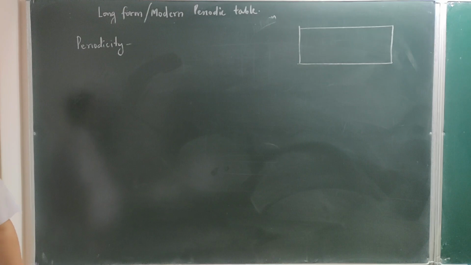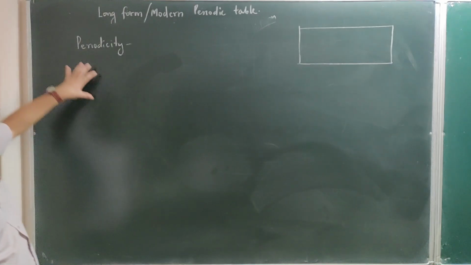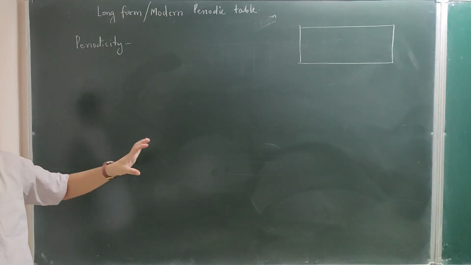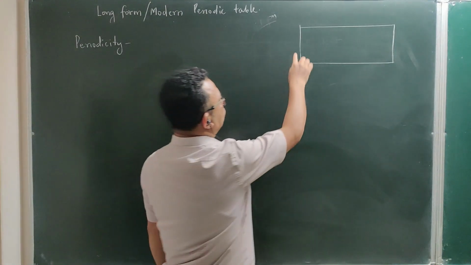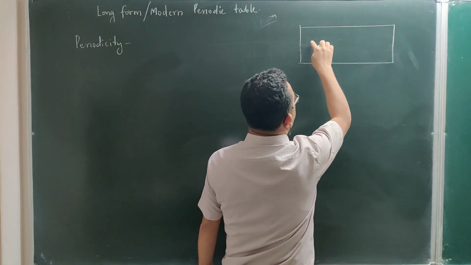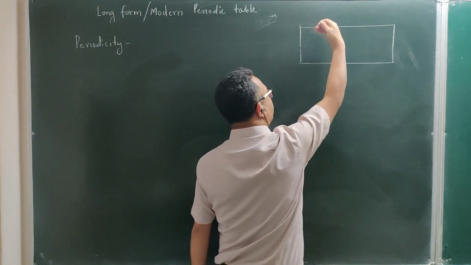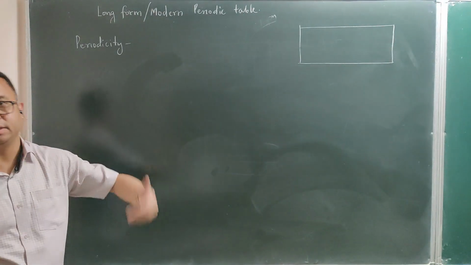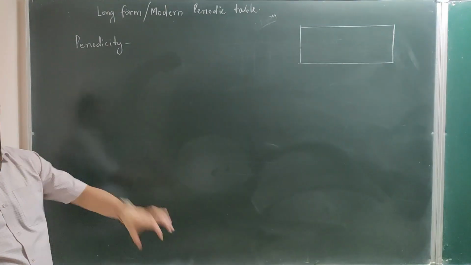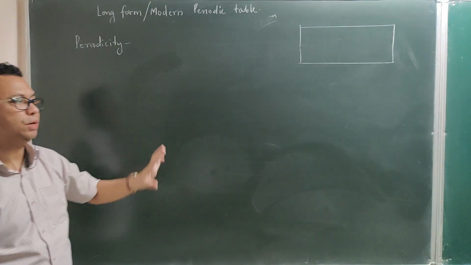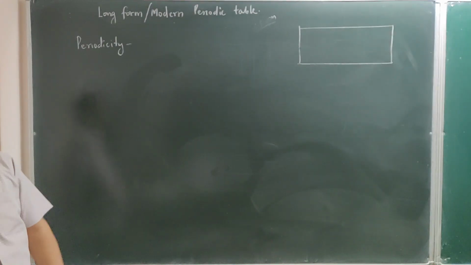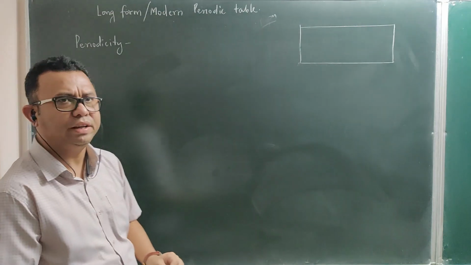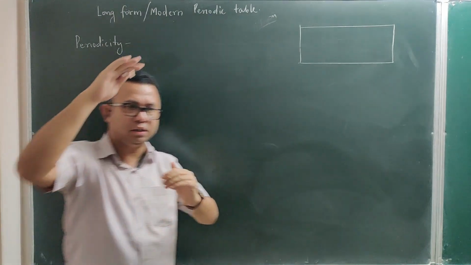Now we'll start. Now, what is periodicity? The property that reappears after regular intervals. Meaning, as you go gradually from left to right, or as you move from top to bottom, there are certain properties which will reappear, appearing again and again. That very property is what is called periodicity. Or, in another word, you can also say the gradual variation. Now, when you say variation, a small increase or a small decrease.